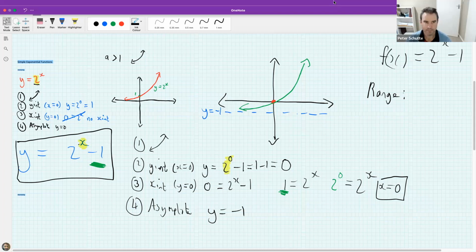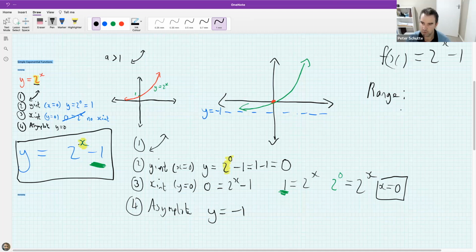Pop it in the chat there. There's 2 ways of doing this. You can use interval or set builder notation. Both are fine.